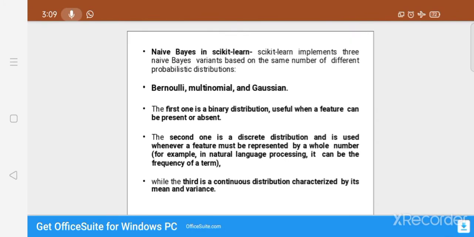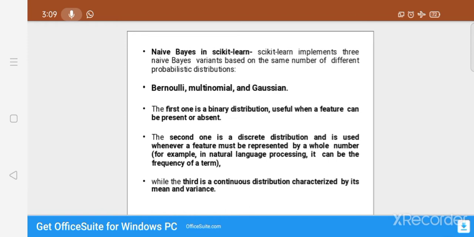Today we will see how Naive Bayes can be implemented using scikit-learn in Python, using the various variants of Naive Bayes. There are three variants of Naive Bayes based on different probabilistic distributions: first is the Bernoulli, then multinomial and Gaussian.